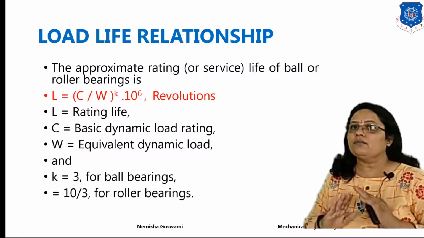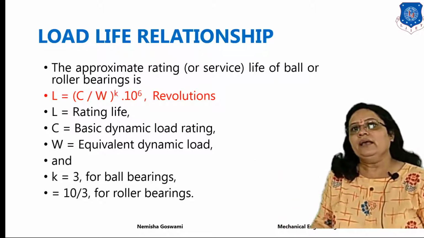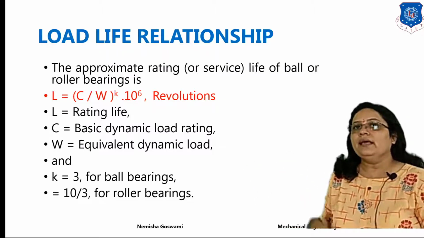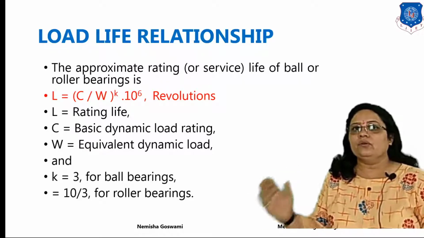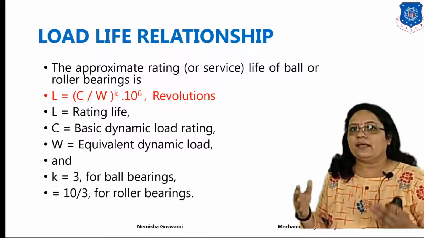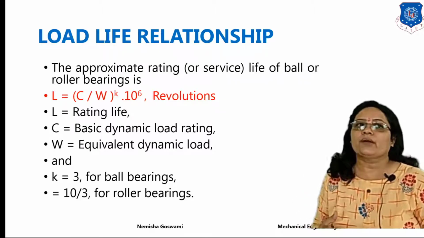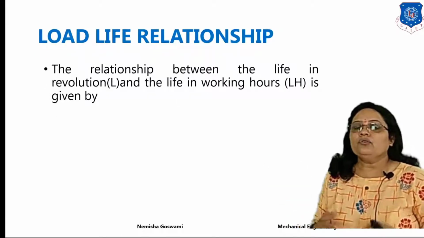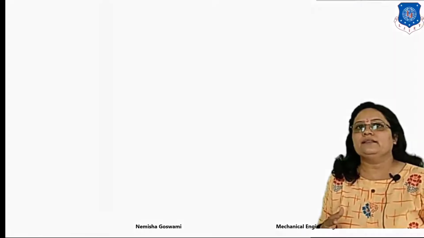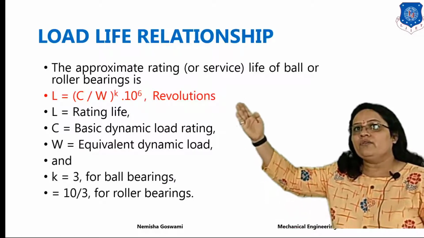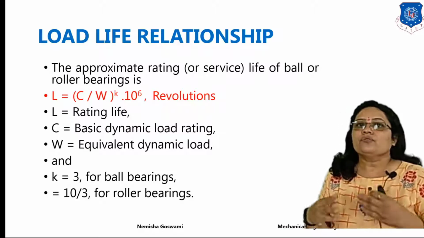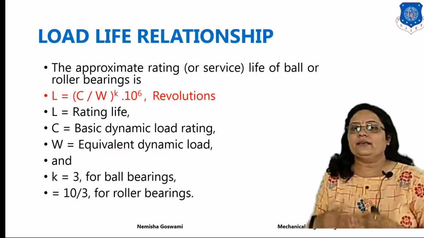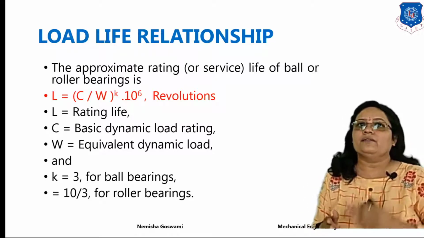So K is always constant, whatever the condition given. If we are considering a ball bearing, we have to consider K equal to 3, and when we consider a roller bearing, K is equal to 10/3, which is 3.33, right? Now again, in this equation, life of bearing is given in revolutions, right? So if life of bearing is given in hours, how do we convert hours to revolutions and revolutions into hours?